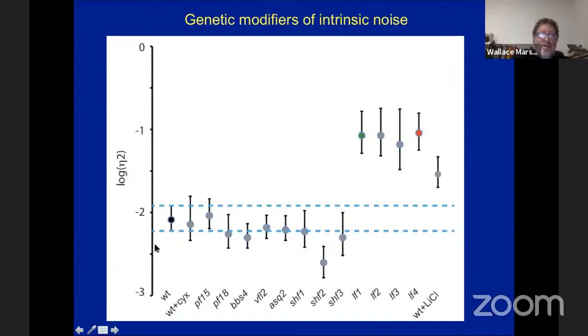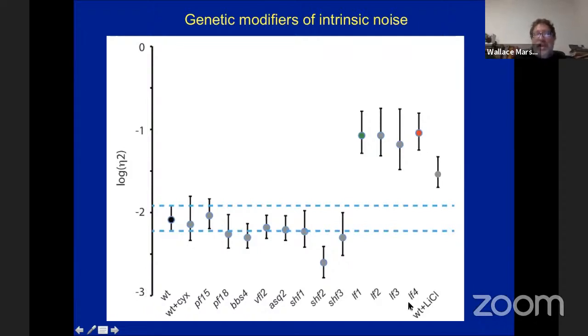And I won't go through all of these, but what I want to say is that this is just a measurement of the intrinsic noise, so the variation between the two flagellar lengths. And there's a class of mutants that all have increased variation in length between the two flagella. And these are called LF1, 2, 3, and 4. LF stands for long flagella.